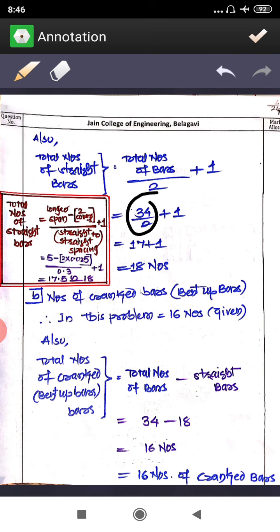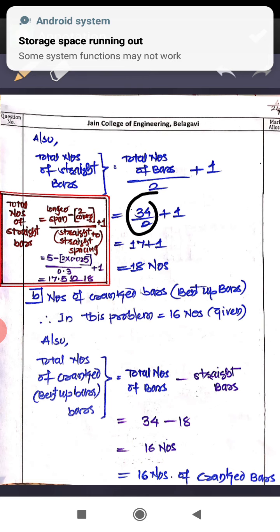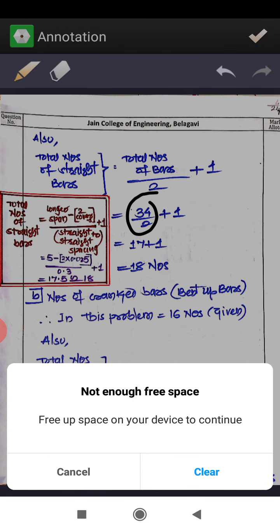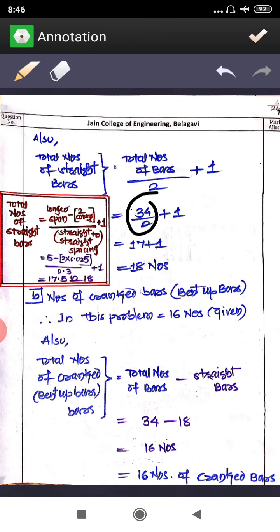By doing that also you will get 18. As you get the total number, divide by 2, as we are going to distribute the bars equally between cranked and straight, plus 1. As I said, we are going to start with a straight bar and end with a straight bar. So 34 divided by 2 plus 1 is 18 numbers. That also you can do.